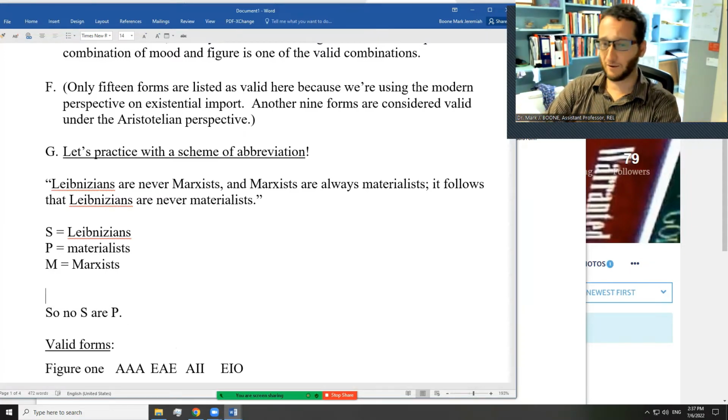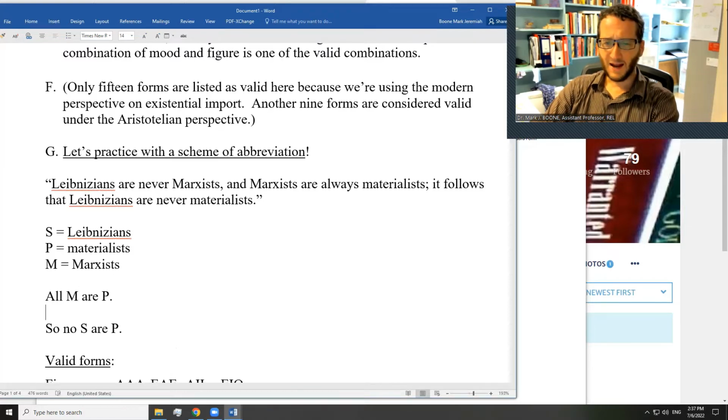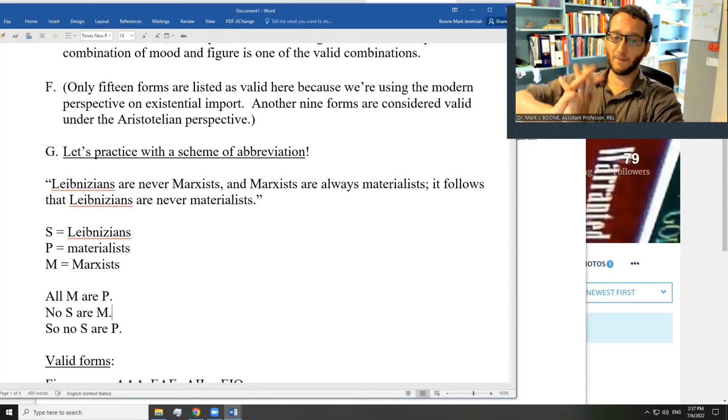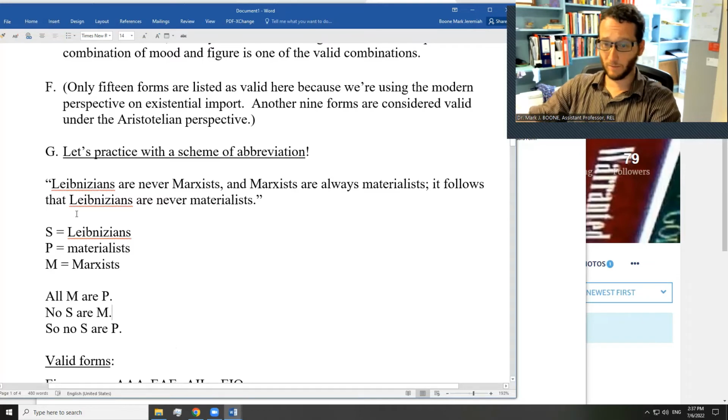Our premises then. Our first premise is the one containing the major term, which is materialist. Marxists are always materialists. That means all M are P. And then finally, to put the argument in standard form, we symbolize the minor premise, which is Leibnizians are never Marxists, no S are M. There we go. All M are P, no S are M, no S are P. That is our argument in standard form, accompanied by the scheme of abbreviation.